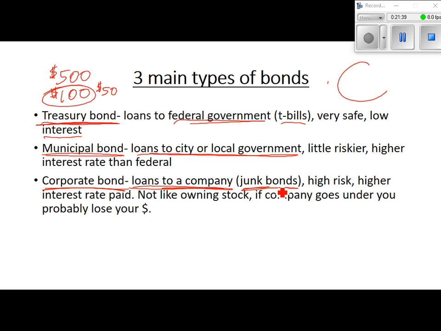They're also called junk bonds. Not really sure why that is, but they're high risk because the business could go under. But you get paid a higher interest rate. So if the business does well, you would make a higher interest rate than either one of these other two. But it's not like owning stock in the business. You don't actually own part of the business. If the business goes under, you probably just lose your money. If you own stock in the business and the business goes under, there's ways that you can probably get some of your money back.